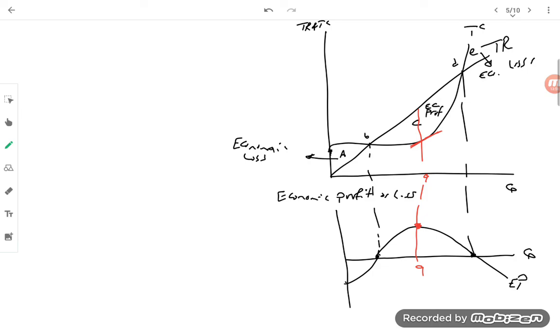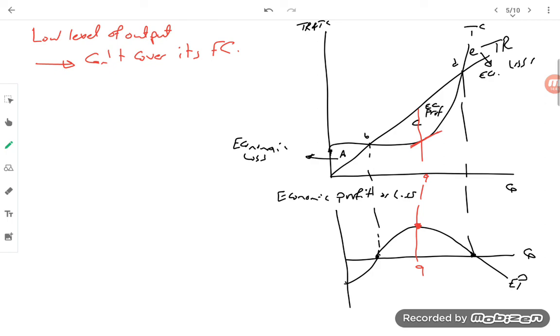At a lower level of output, say at part A, the level of output is low. So this means that there is an economic loss as the firm can't cover its fixed costs. While at an intermediate level of production, the firm makes an economic profit as it can cover the fixed cost.